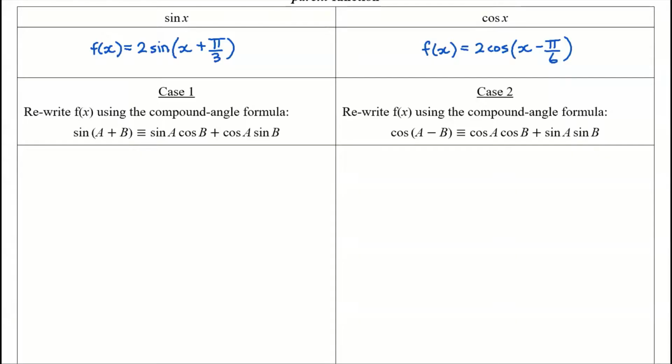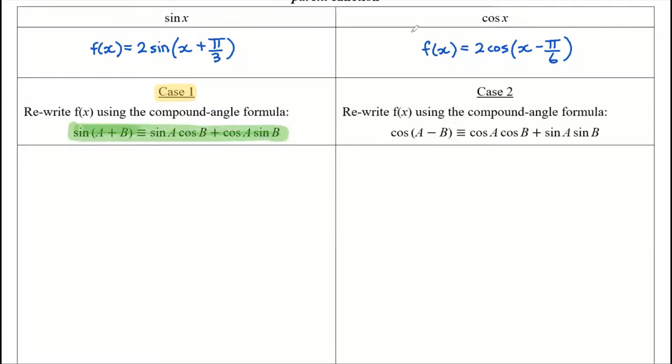All right, so back to the notes. I've just written up those 2 functions again. And if we look at case 1 first, we're going to apply our compound angle formula for this. So case 1, we can use the sine of A plus B identity. It's called a formula, it's also an identity, isn't it?